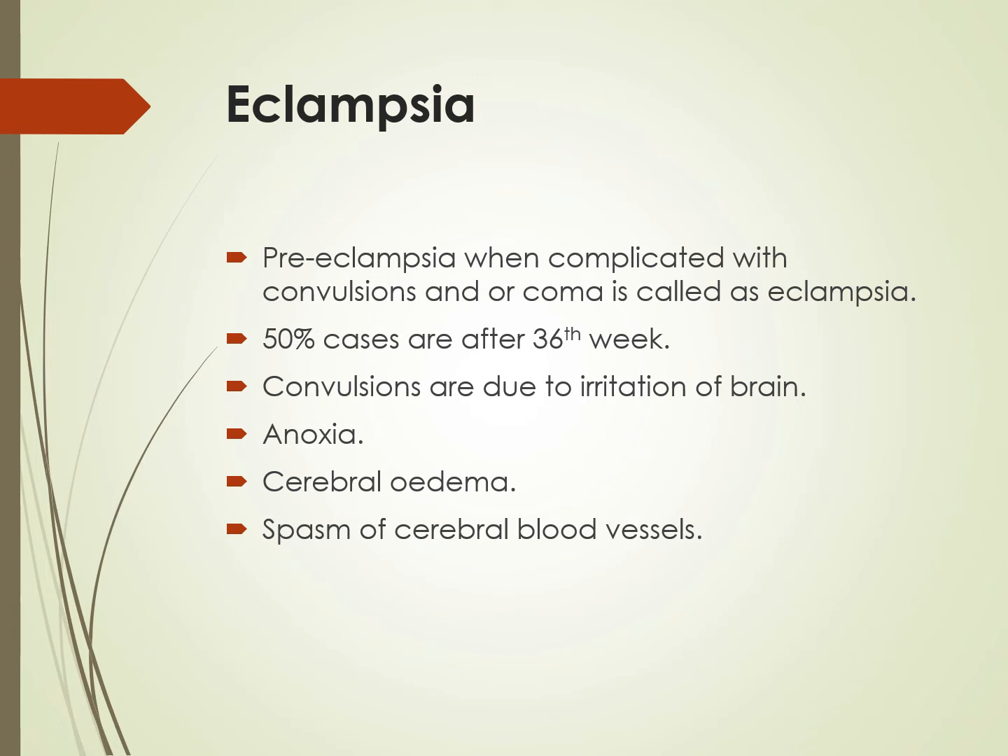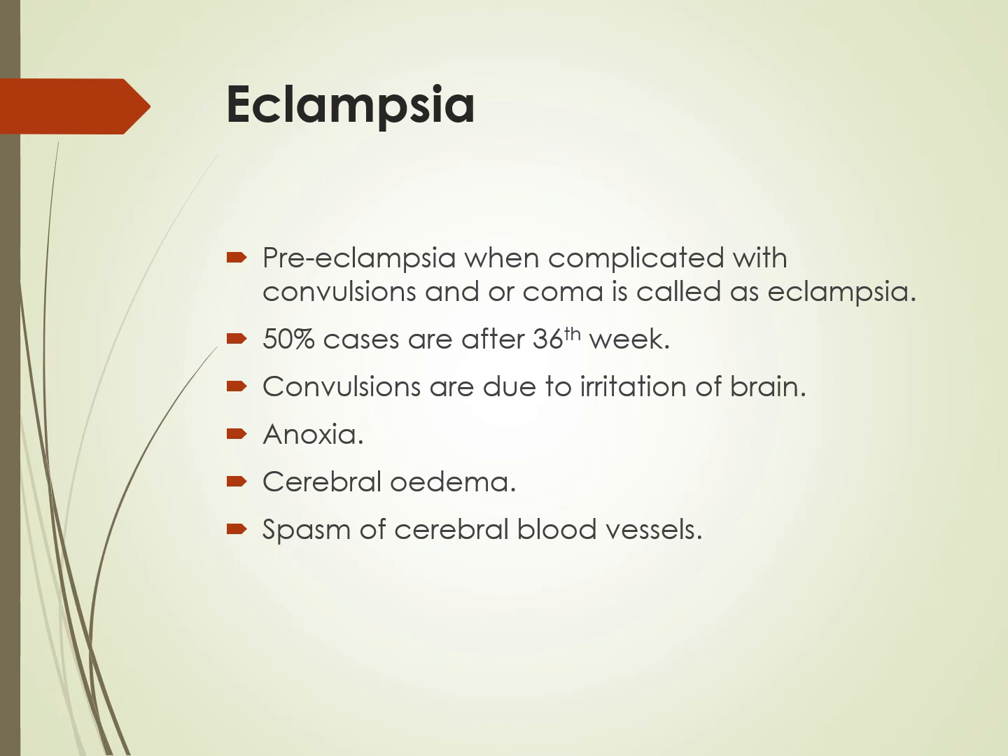Now, these convulsions and coma can cause anoxia. Anoxia is less oxygen supply to the brain. So, basically, because of convulsions, the mother's brain would receive less oxygen supply. At the same time, the baby can receive less oxygen supply. So, it's a serious complication.